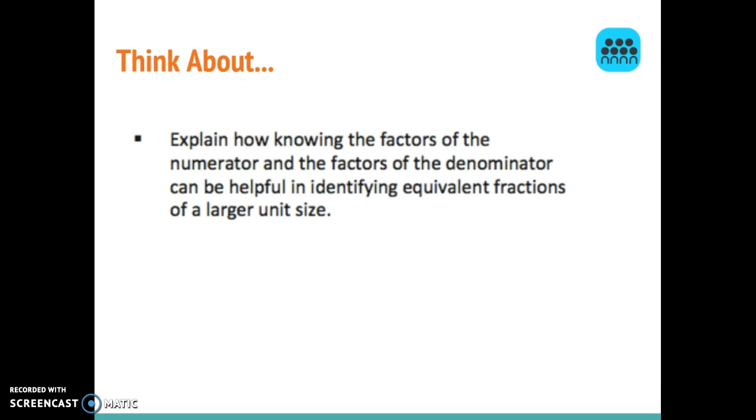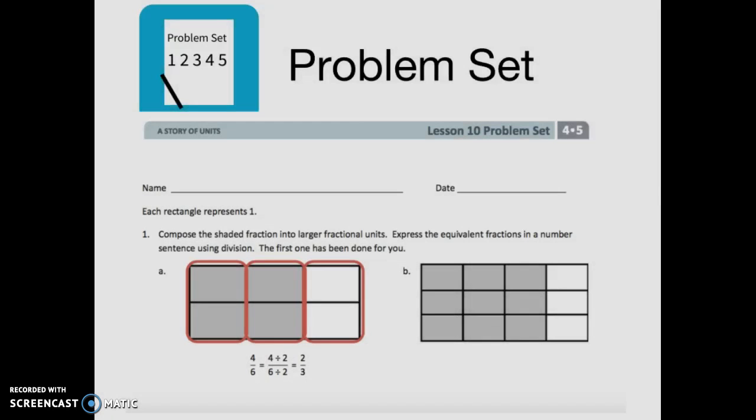One thing I want you to think about is, how is finding the factors of the numerator and denominator helpful in finding an equivalent fraction? How did the factors help us through this process? Make sure you're really thinking about this, pondering about it, because we will talk about it later today. All right, now that you are all experts in using area models and division to create equivalent fractions, it's practice time. Go ahead and take out your problem sets and get to work.